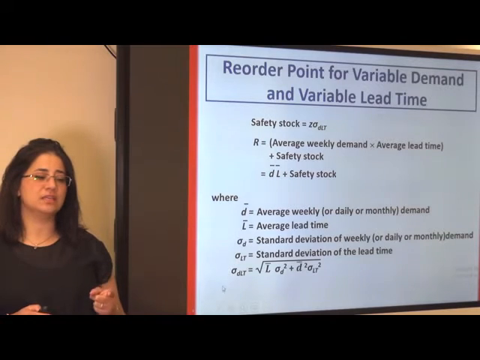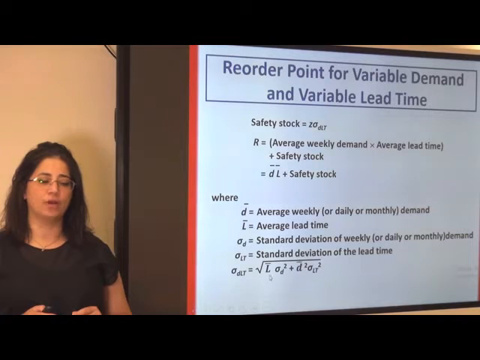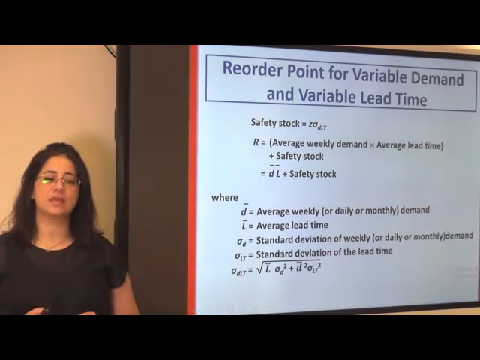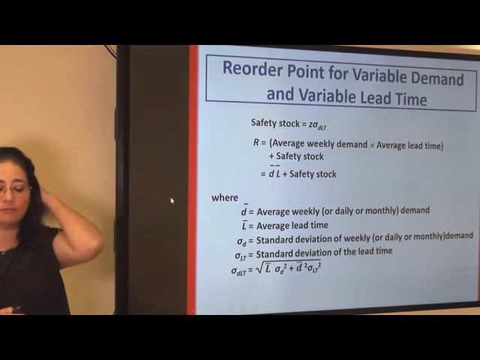The trick here is in calculating sigma demand during lead time, which will be the square root of average lead time times sigma demand squared, plus demand squared times sigma lead time squared. This is the trick. Everything remains the same, only the variability of lead time has to be added.